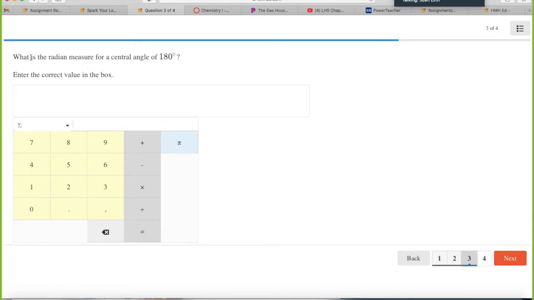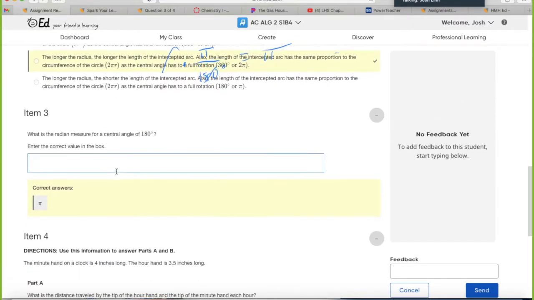Oh, good. We can do some math. What is the radian measure for the central angle of 180 degrees? If you don't know that off the top of your head, you can find it by using, oh look, they give us a pi thing, by using our conversion rate. So 1 pi over 180 degrees times 180 equals pi. That one I'm pretty sure about, but just in case you don't believe me.